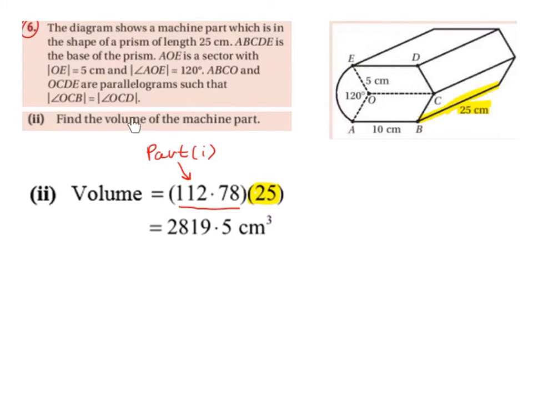Part 2, find the volume of the machine part. So we want to find the volume of the prism. The volume of a prism is found by multiplying the area of the cross section or the base by the height or the length. So the height or the length of the shape is 25 centimeters. We already found the area of the front to be 112.78. So just multiply that by 25 and we get 2,819.5 centimeters cubed for the volume of the machine part.